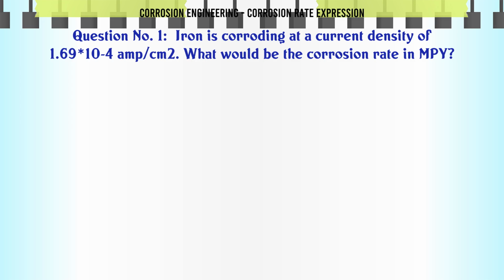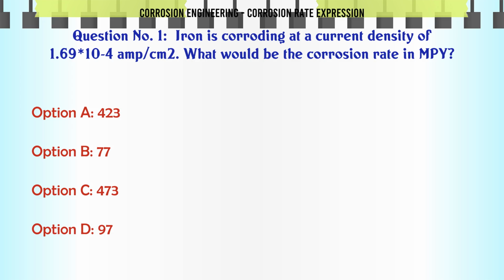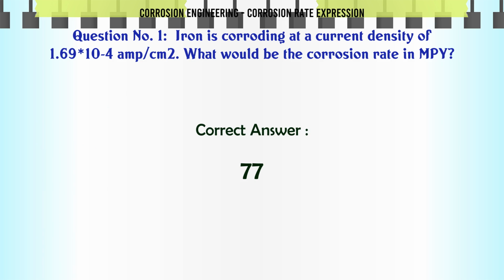Iron is corroding at a current density of 1.6910 amp/cm². What would be the corrosion rate in mpy? A. 423, B. 77, C. 473, D. 97. The correct answer is 77.